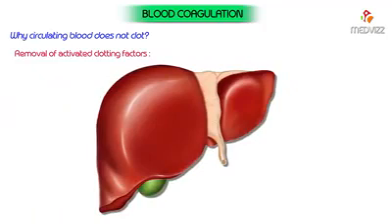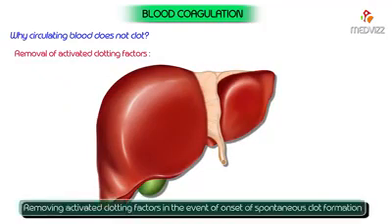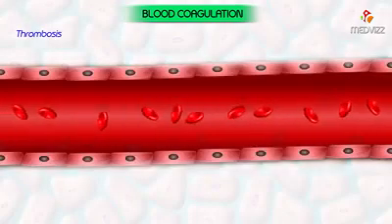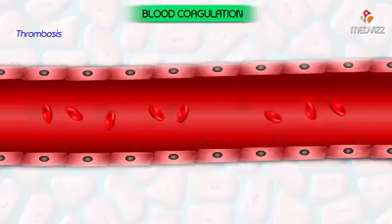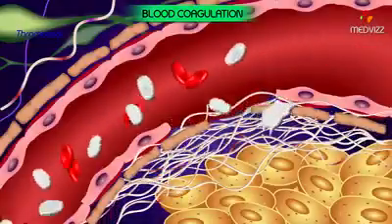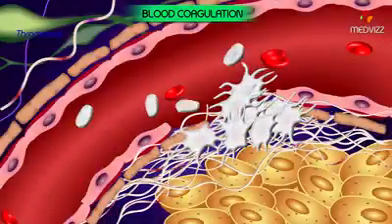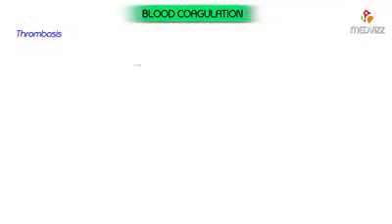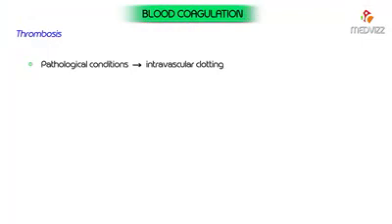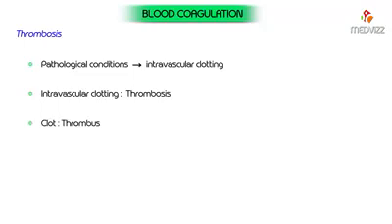Removal of activated clotting factors. The liver plays a role in preventing intravascular clotting by removing activated clotting factors in the event of onset of spontaneous clot formation. Thrombosis. We have studied that physiologically, under normal conditions, the circulating blood does not clot, and the clotting of blood occurs only extravascularly when a vessel has been injured and bleeding has occurred. However, under certain pathological conditions, intravascular clotting occurs. This is called thrombosis and the clot so formed is called a thrombus.